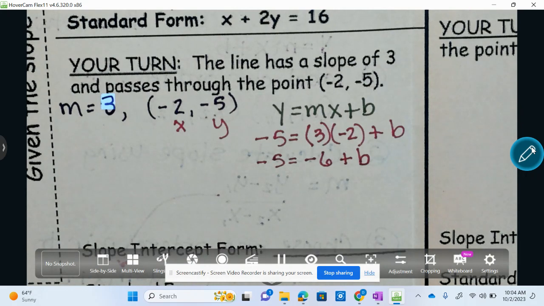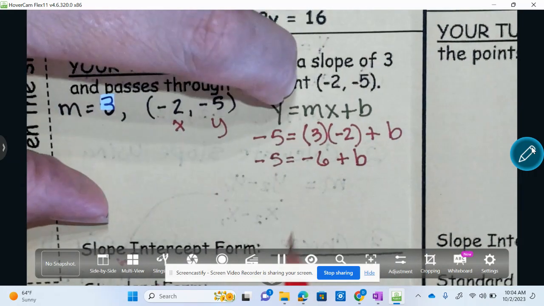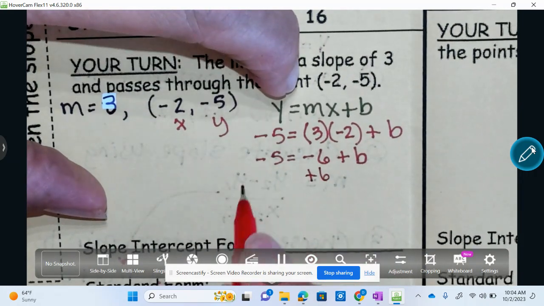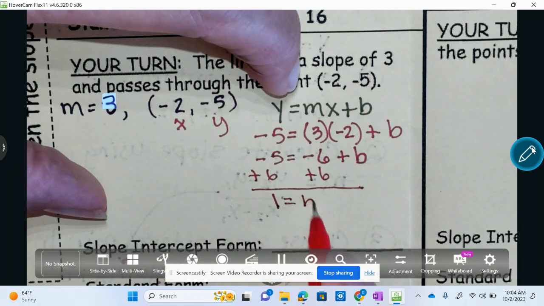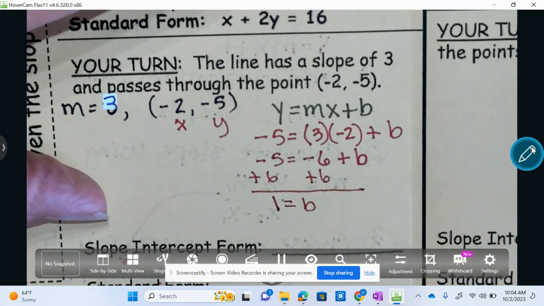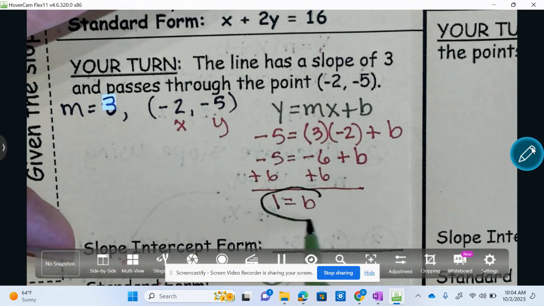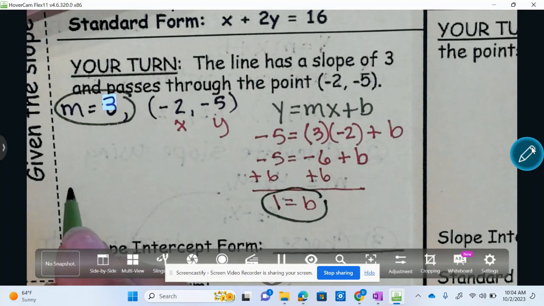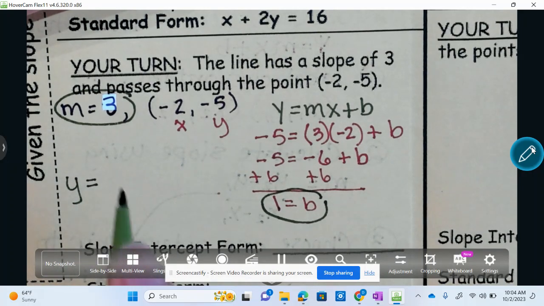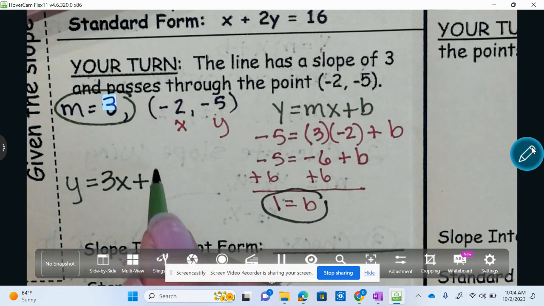So what am I going to do now to solve for b? Plus 6 on both sides. Good job. So 1 equals b. So I know what my y-intercept is, and I know what my slope is. Can I write the equation? So y equals, what is my m? 3 times x plus, what is my value of b?